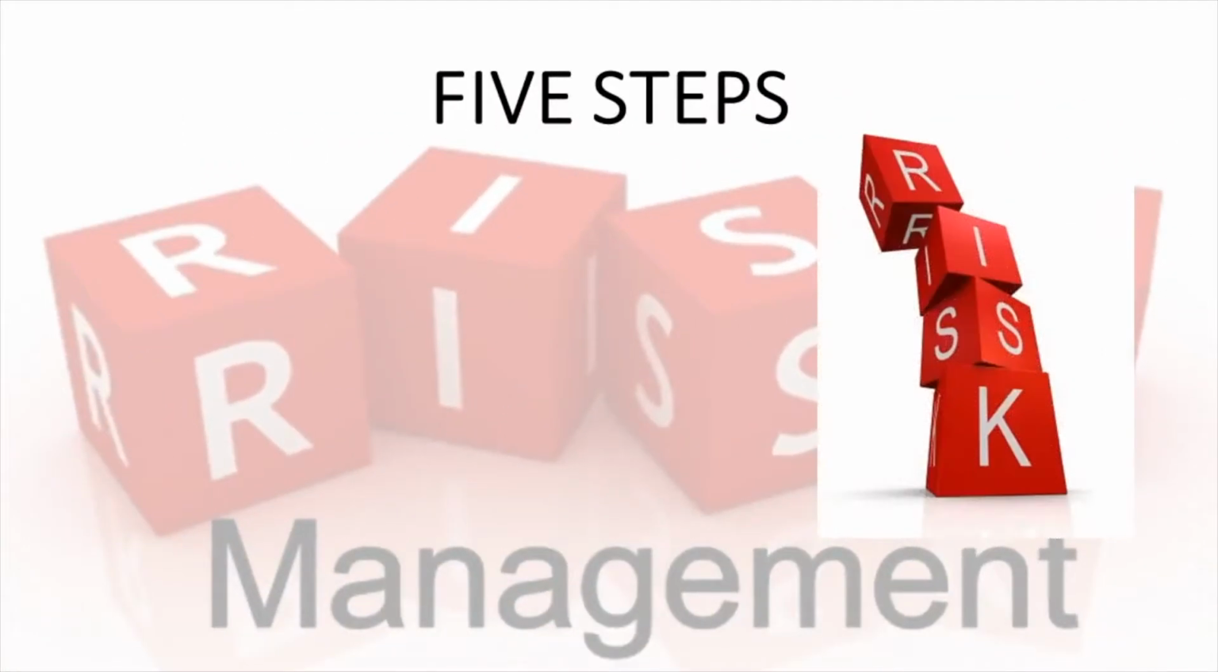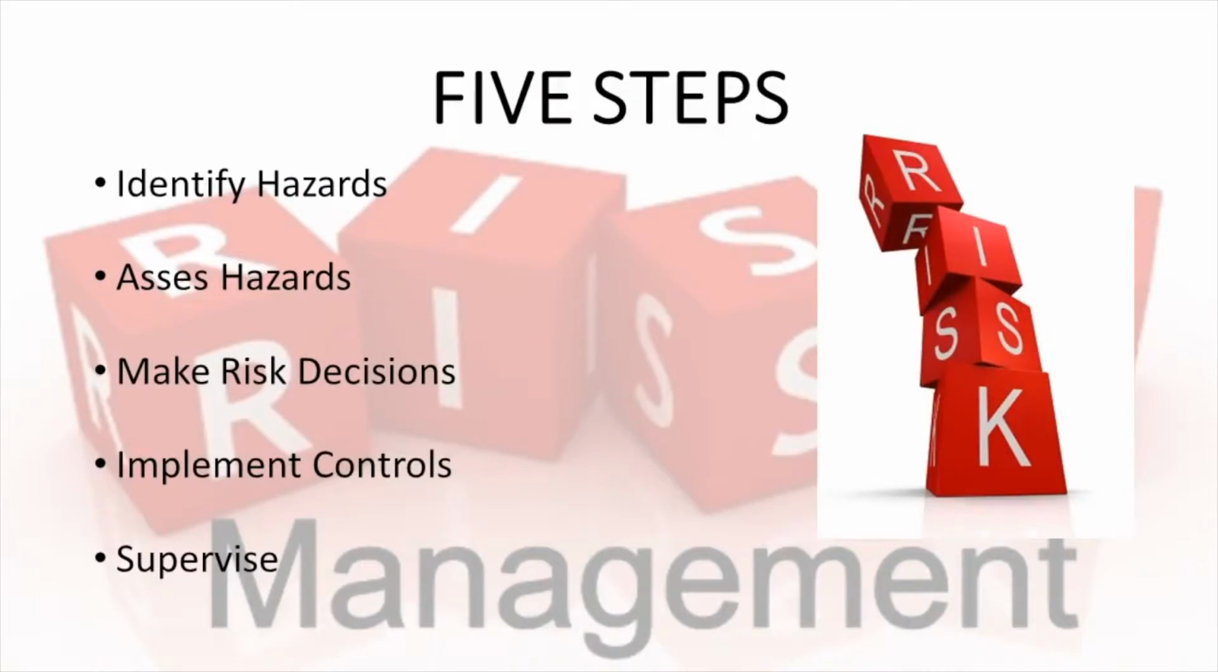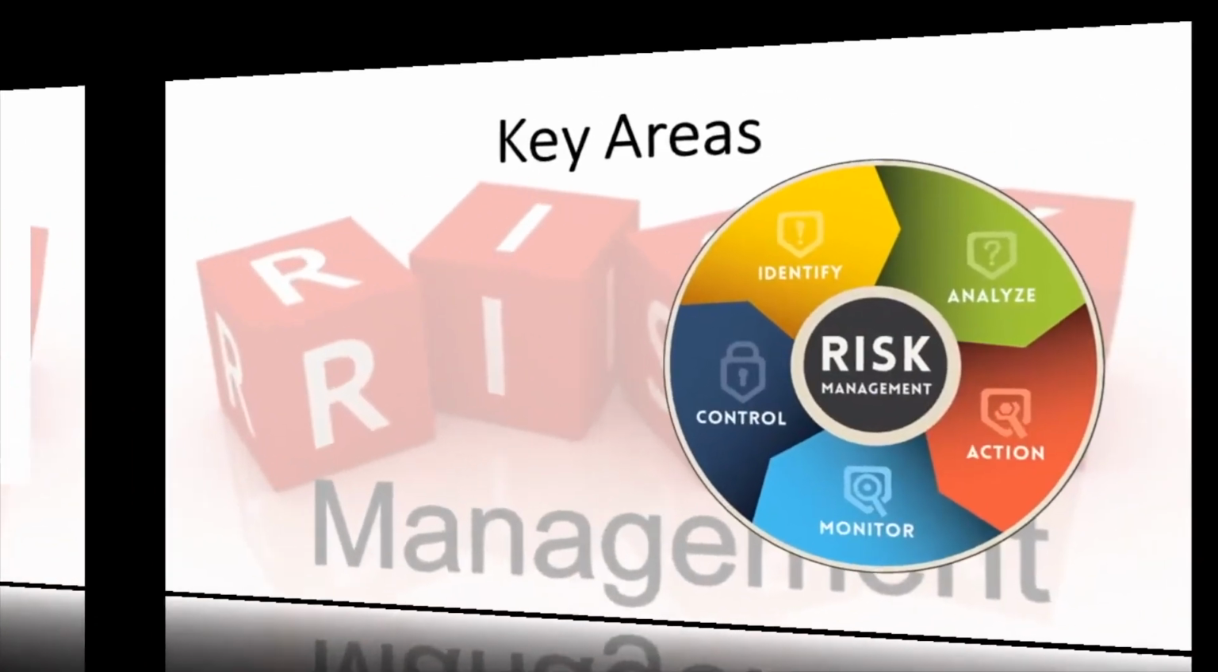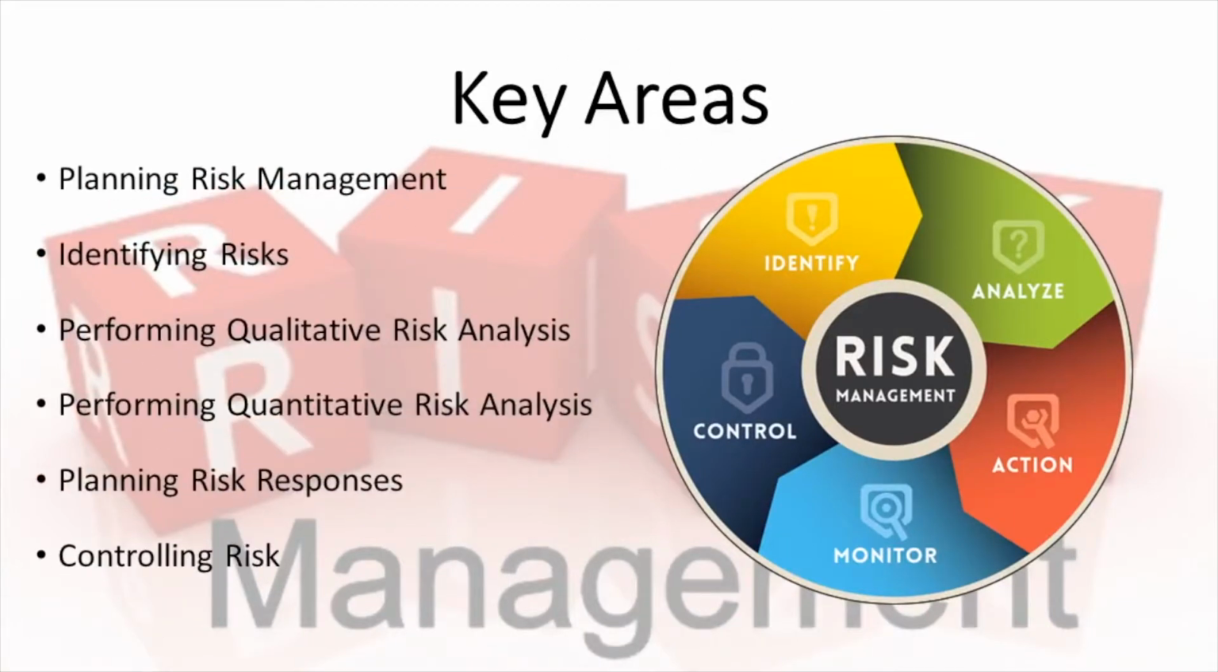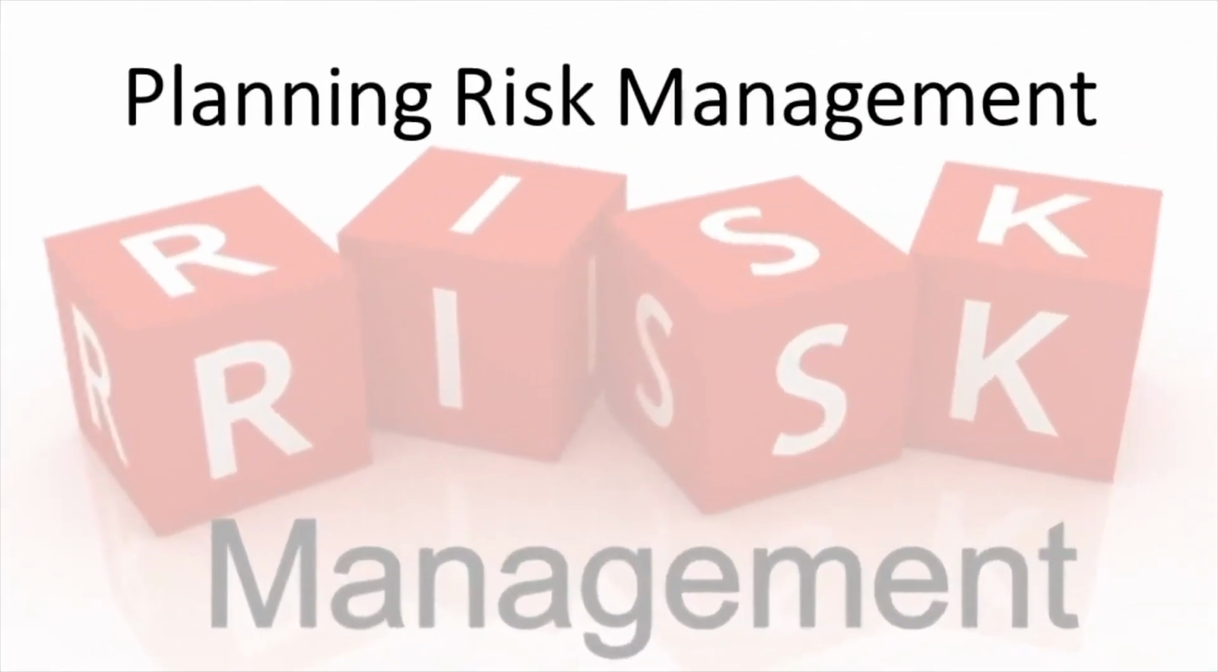The 5 steps of operational risk management: you want to identify your hazards and then assess the hazards. You can then make your risk decisions and then implement controls. Once these first 4 steps are completed, you're able to supervise your entire risk management process. Key areas associated with risk management: first, you have planning risk management, identifying risks, performing qualitative and quantitative risk analysis, planning risk responses, and controlling risk.